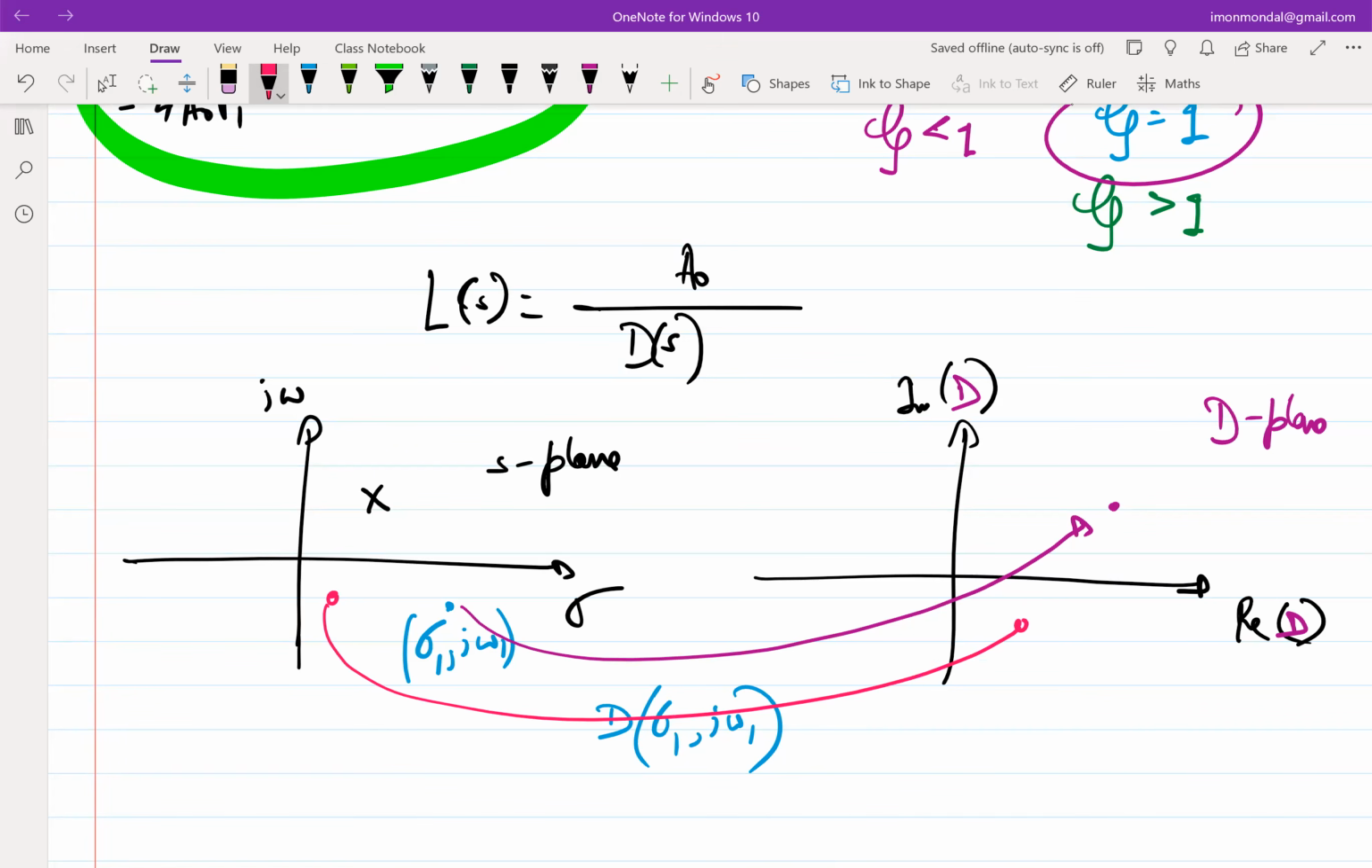So if that happens, now among all these points that I am marking off, I will also have this point. Right? So what will that point map to in the D plane? 0, right? So this point will map to 0. Okay, so that is pretty obvious.